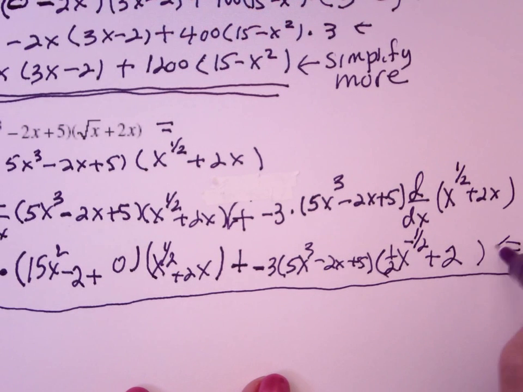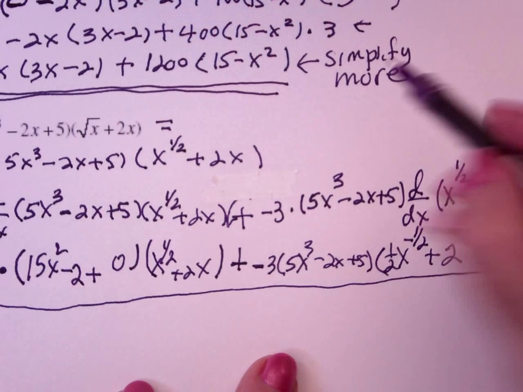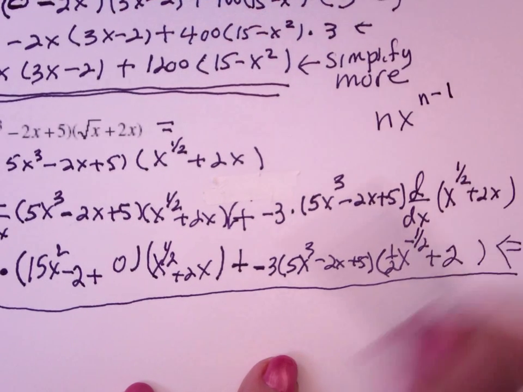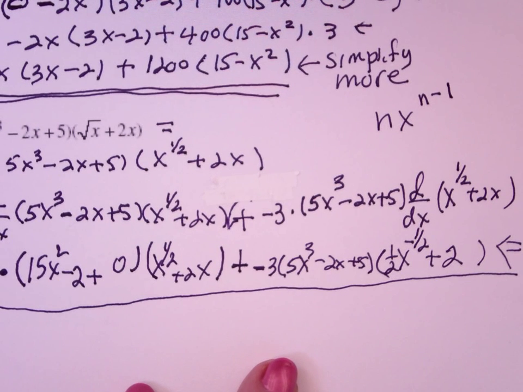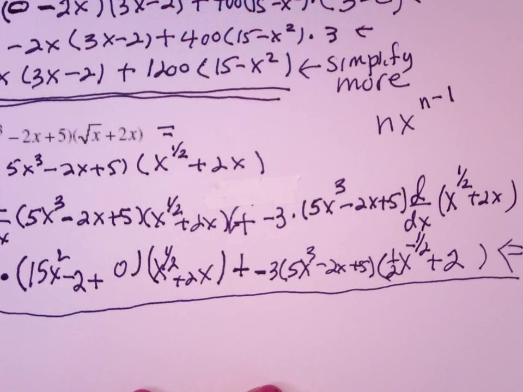What's the negative 1/2? Pardon me? Remember, it is n x to the n minus 1. So what's 1/2 minus 1? Negative 1/2, yeah. Those are the ones, halves and thirds, you'll be able to work with pretty easily for some odd reason. Anything bigger than that ends up being a pain.